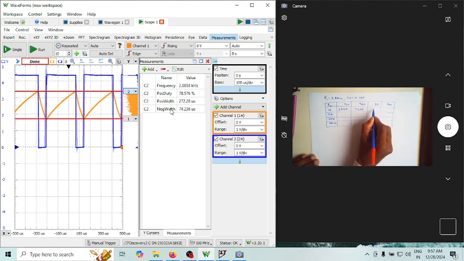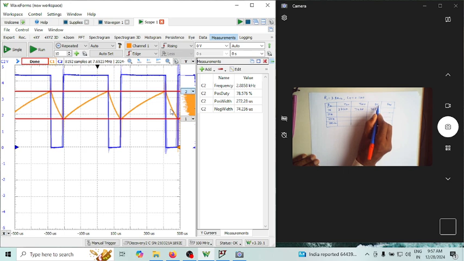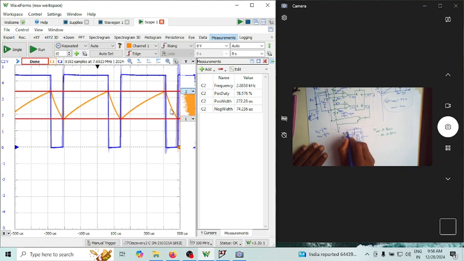The duty cycle is 78.5%. Let me put its percentage here. The frequency is 2.88 kilohertz. So these are the values corresponding to R2 equal to 1 kilo ohm. Exactly this circuit. So here we are always considering R1 as 3.3 kilo ohm. For the first time, R2 is made 1K.